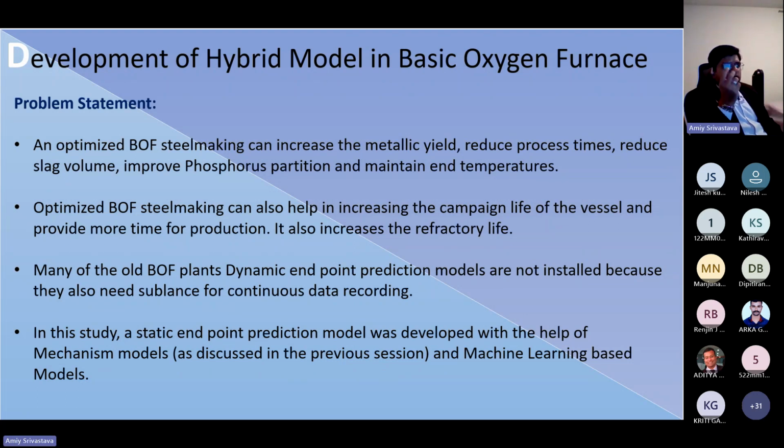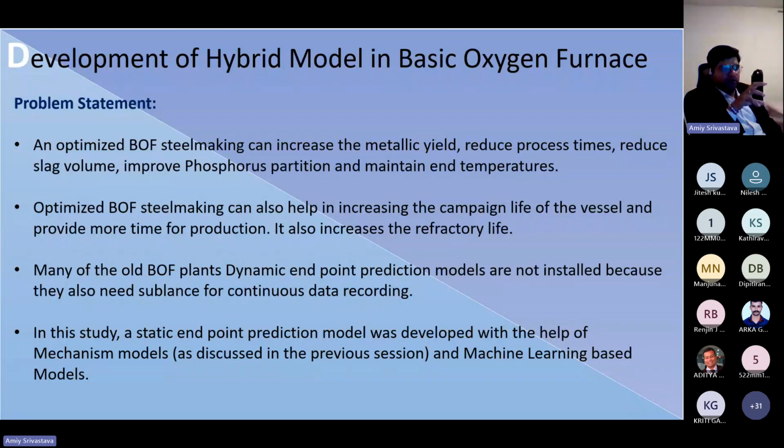Then optimized steelmaking can also help in increasing the campaign life of the vessel. Suppose we are running our BOF at higher temperature all the time, what will happen? Refractory will go bad, so you have to change your refractory. Refractory life will go down. If you change the refractory, your campaign length will be short, and you will go for shutdown more frequently, for 2 to 3 days each time. More frequent shutdown means you are losing production for those days. So that is also an important thing.